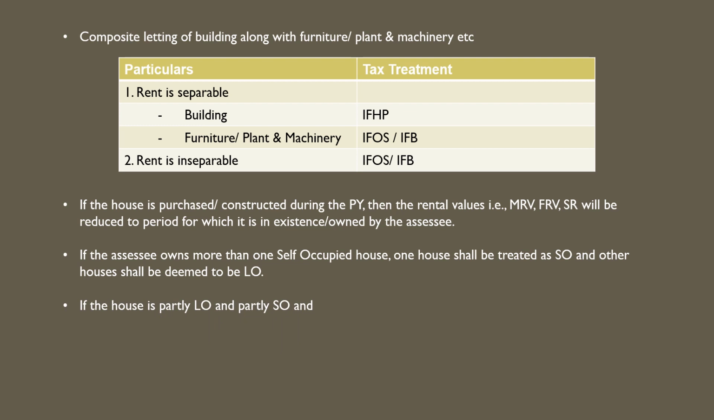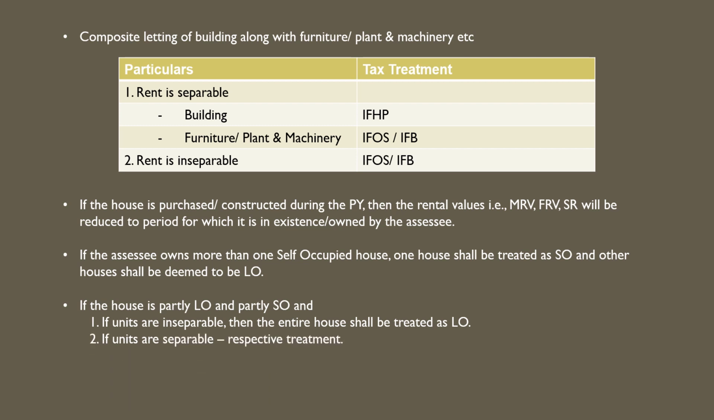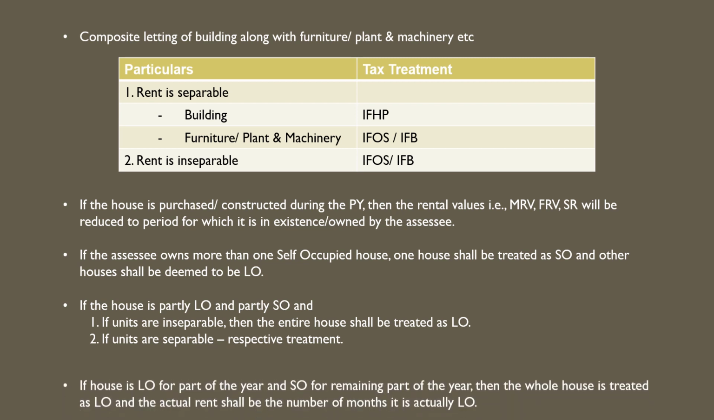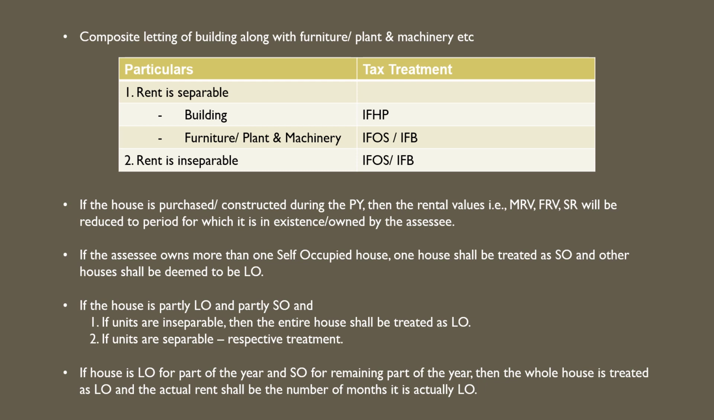If the house is partly let out and partly self-occupied, and if the units are inseparable, then the entire house shall be treated as let out. But if the units are separable, then respective treatment shall apply. If the house is let out for part of the year and self-occupied for remaining part of the year, then the whole house is treated as let out and the actual rent shall be for the number of months it is actually let out.